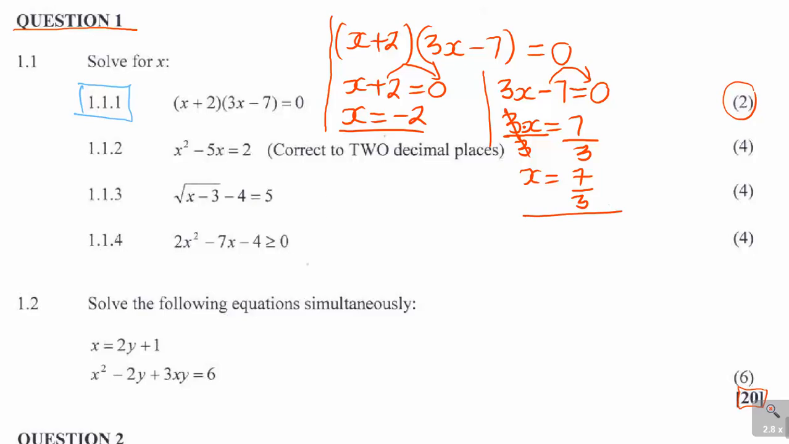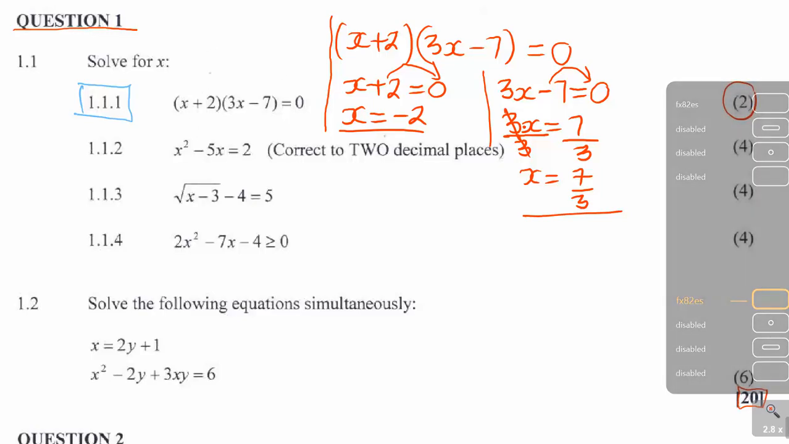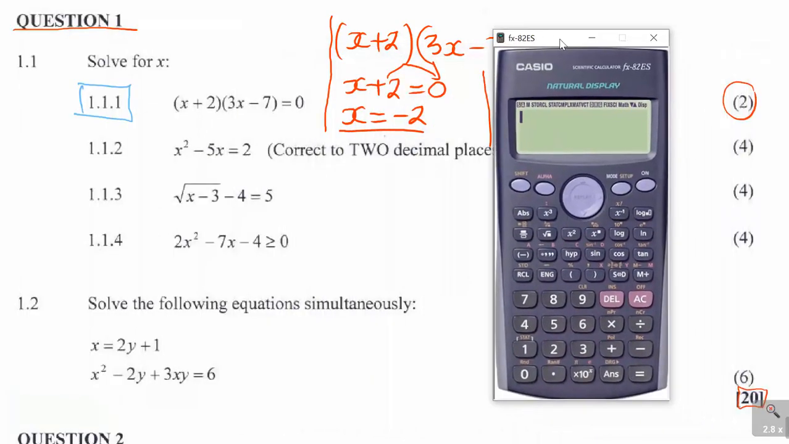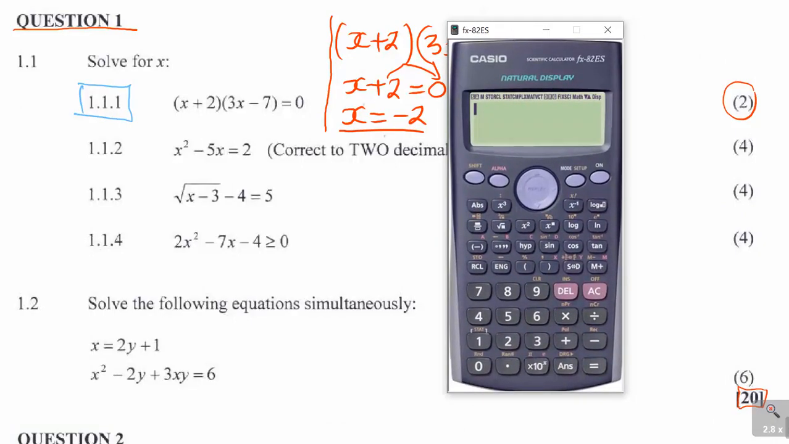In the first one, it's 2 marks. So what you simply do is quickly test your answers. It's x plus 2, and you are also given 3x minus 7. The first value said x is minus 2. So you open those brackets, and where there is x, you put minus 2. So it's minus 2 plus 2, and then I've got 3 bracket negative 2 minus 7. This must give me a 0 if it is correct. So I'm getting the 0, as you can see.